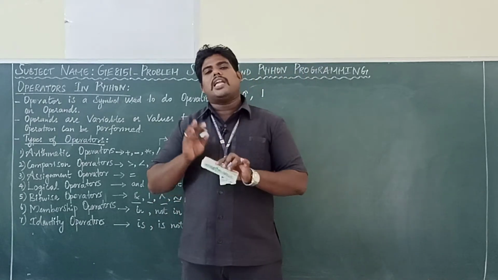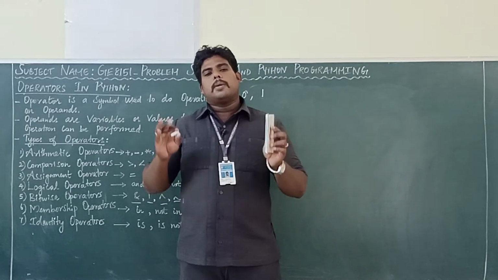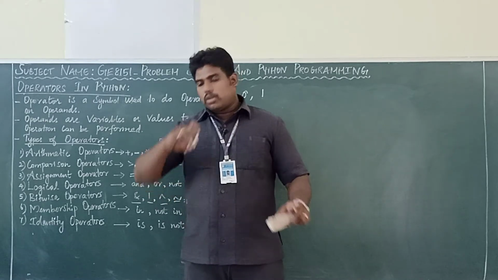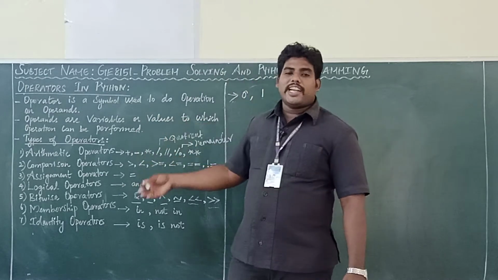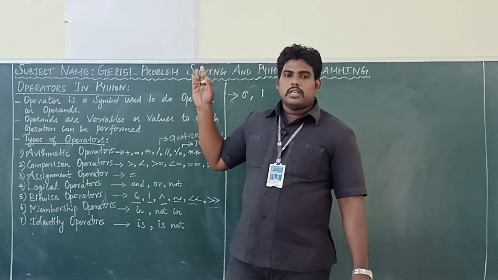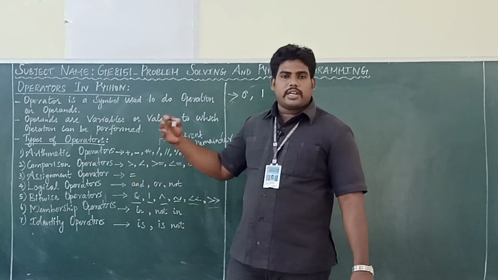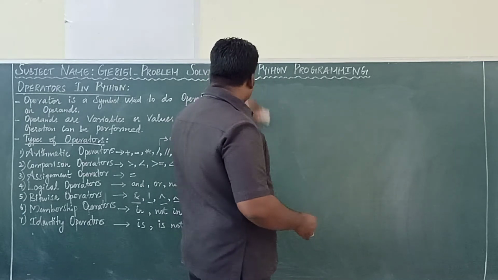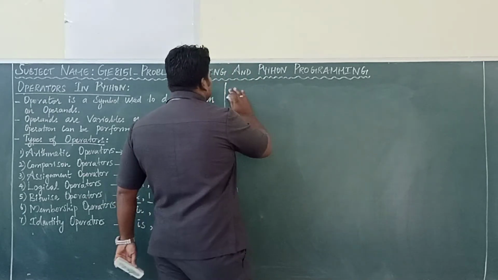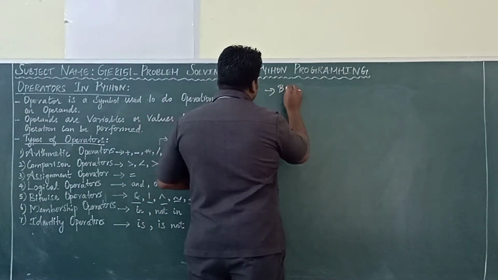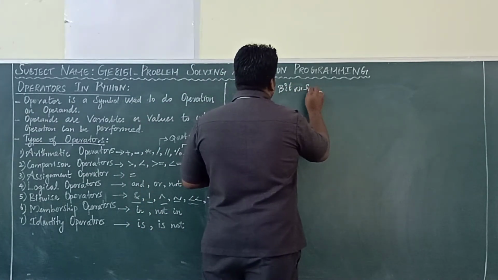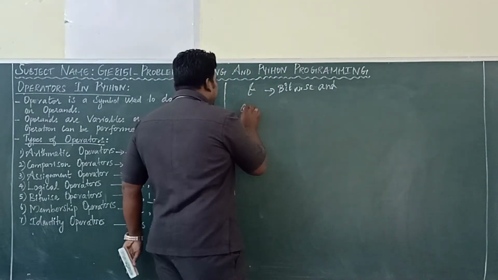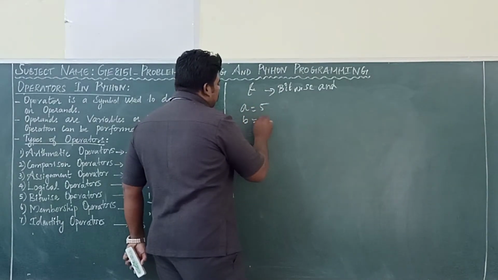Whatever value you are given, first it should be converted into bit representation. Bit representation means zeros and ones. Then you are going to perform the AND or anything. We studied the logical gates, right? Here we are going to implement those. So for example, first, bitwise AND. For example, A equal to 5, B equal to 10.